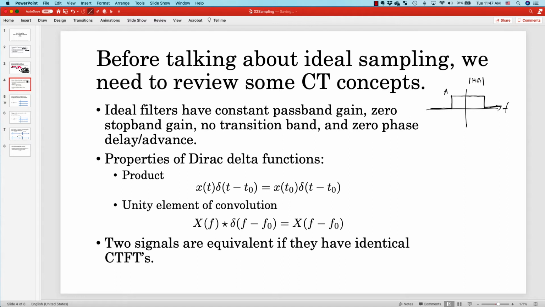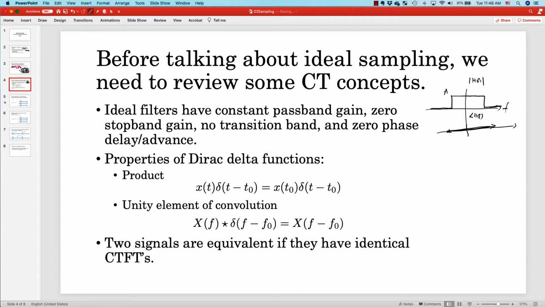But then also we can talk about the phase effects, which we have to look at the angle of the transfer function. And in an ideal filter, this is identically 0. Okay. An ideal filter does not affect the timing or the phase of its input signal.